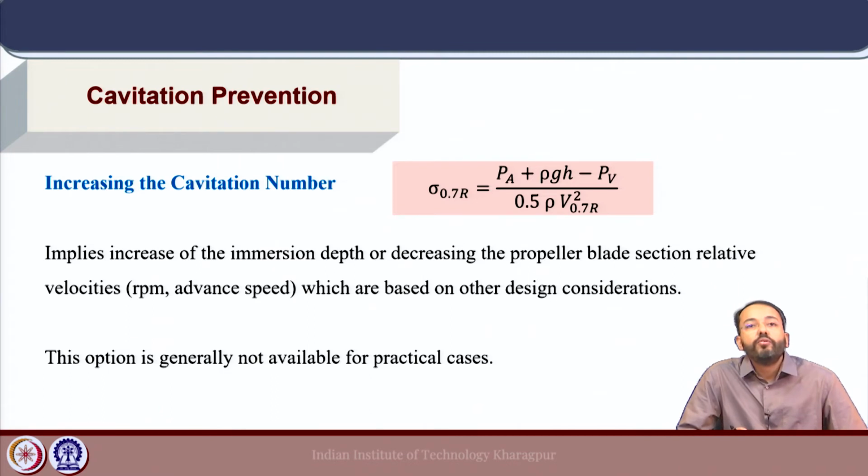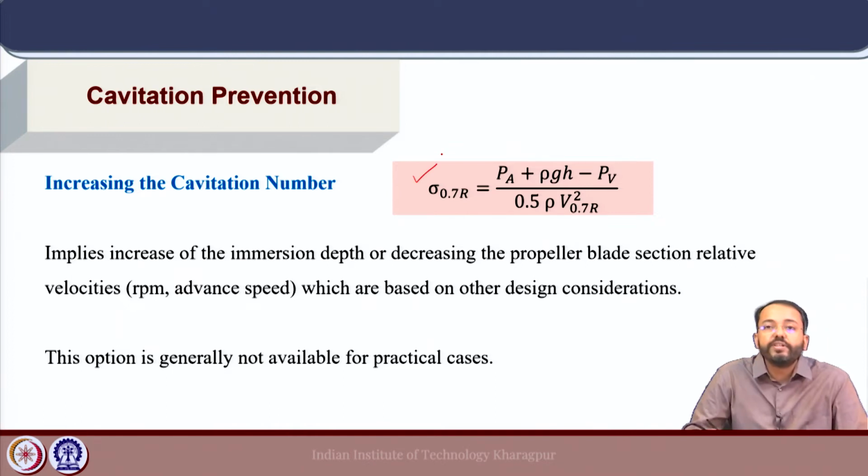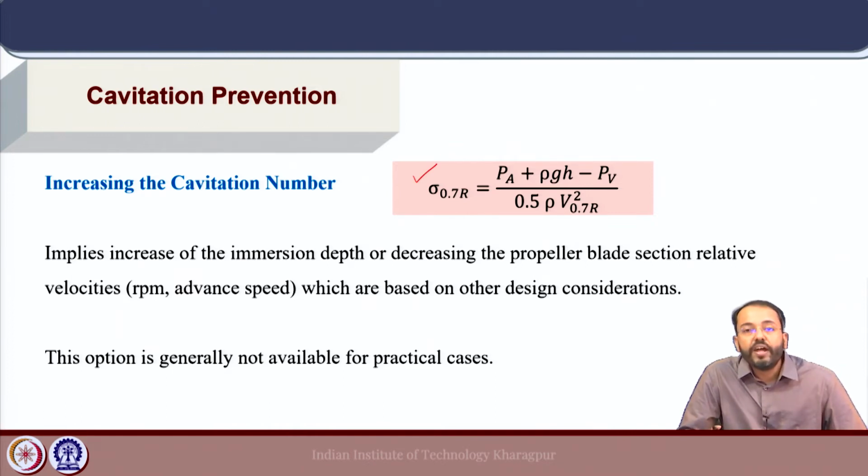Now, we will look into the aspects of cavitation prevention. That means, how we can use certain techniques to avoid cavitation occurrence on the propeller blade. So, cavitation number is given by this particular equation that we have already seen, where P0, the reference pressure, is nothing but the atmospheric pressure plus the hydrostatic pressure head if we consider the propeller shaft axis as the reference.